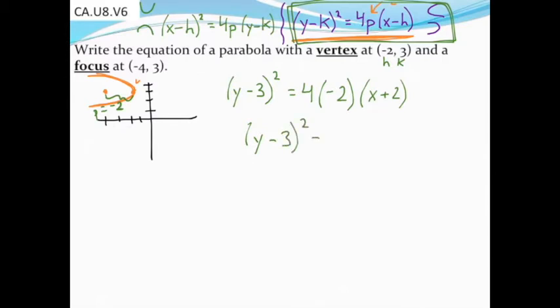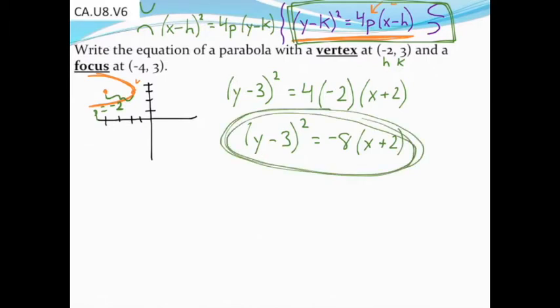So as a final version of this equation, let's say it's y minus 3 squared is equal to -8 times x plus 2. I know sometimes people will want that -8 times x plus 2 multiplied out. I don't need it. I'd say this is fine for me.